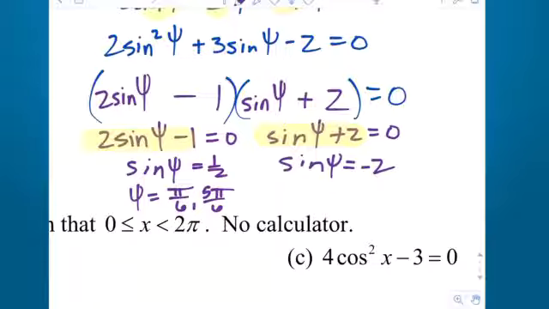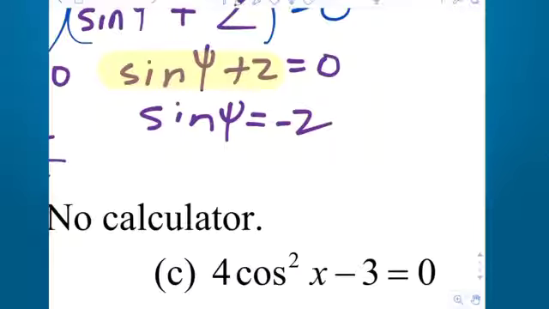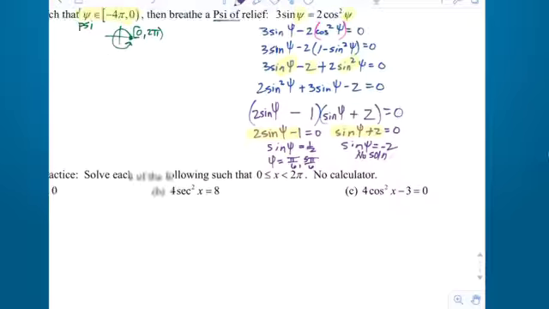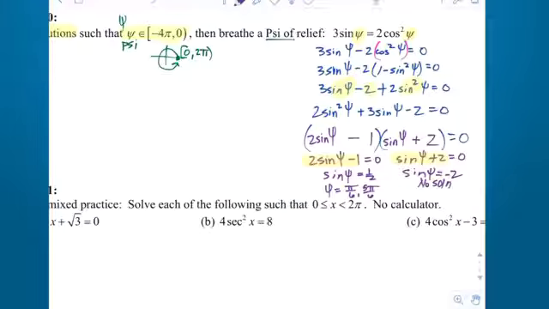Where is sine equal to negative 2? Is that going to happen? Think of the graph of sine. No, sine oscillates, remember, between 1 and negative 1. Negative 2 is not going to ever happen. So there's no solution to this one. So not every piece is going to generate solutions. But we do have 2. And now we'll answer the question.